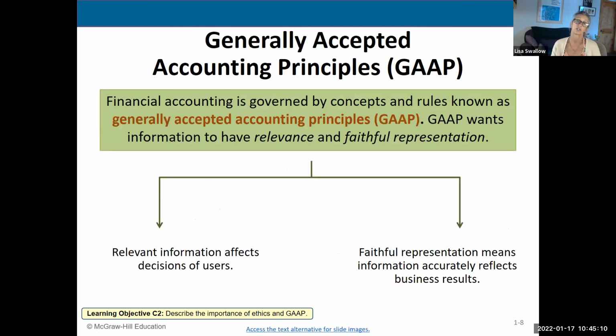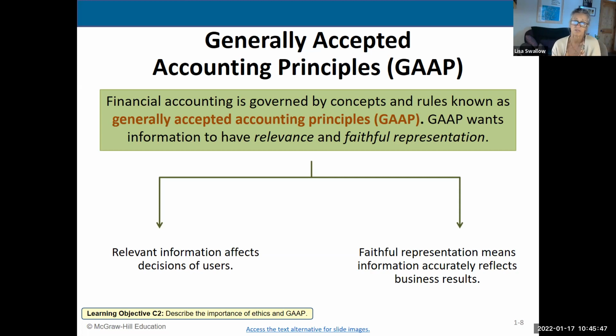So everything that we're going to learn in this class, and this is a super important concept, is governed by this whole umbrella of rules and concepts and models and theories and constraints, and those are called GAAP, generally accepted accounting principles. And what this body of rules and models tells us to do is that we have to bring forth to our users of our financial information relevant, timely, trusted, and authentic, accurate representation of business results.